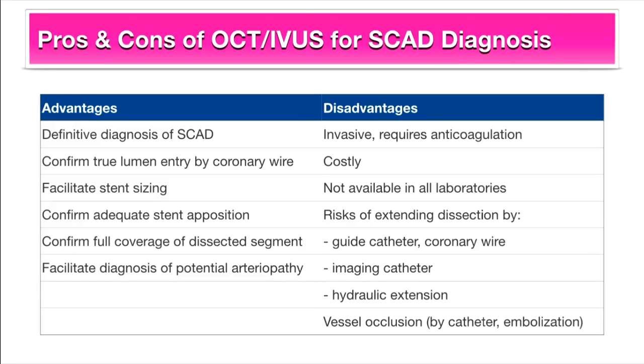Nevertheless, there are some pros and cons of intracoronary imaging for SCAD diagnosis, even though they are clearly advantageous in the sense that they provide definitive diagnosis of SCAD, and also they can be helpful in a setting of PCI where we can observe the true lumen entry by the wires, and we can also facilitate stent sizing and stent apposition. There are some disadvantages, including being invasive, not available necessarily in all labs, and certainly some costs associated with these procedures. And there's also a risk of extending the dissection by the guide catheters, coronary wires, the imaging catheters, and potentially by hydraulic extension, and also potentially vessel occlusion causing ischemia by the catheter and embolization.